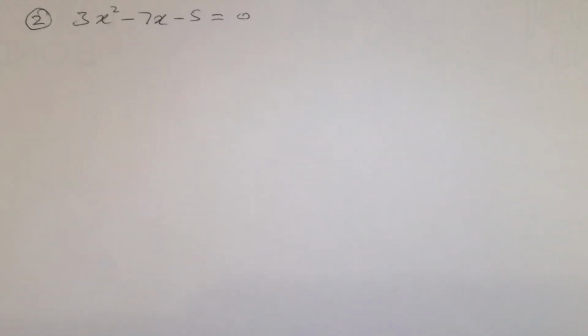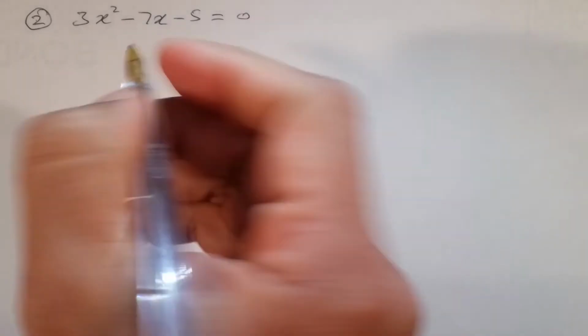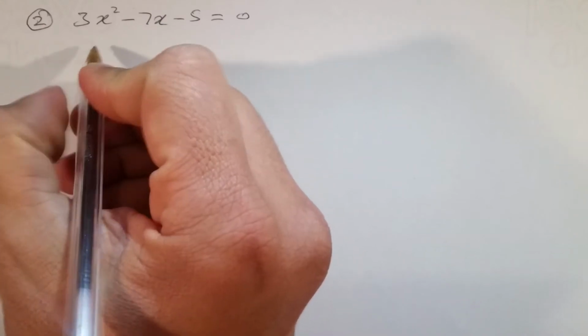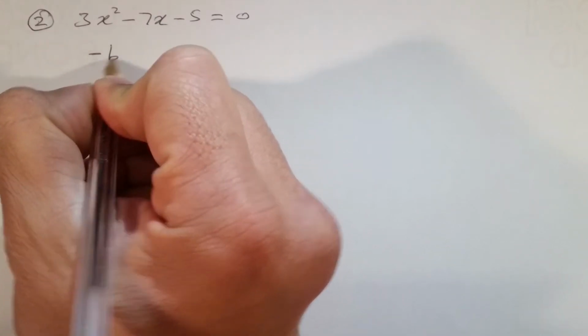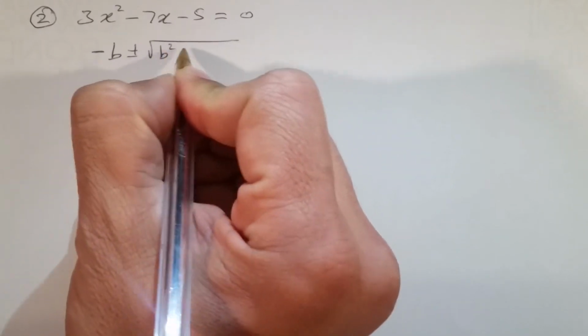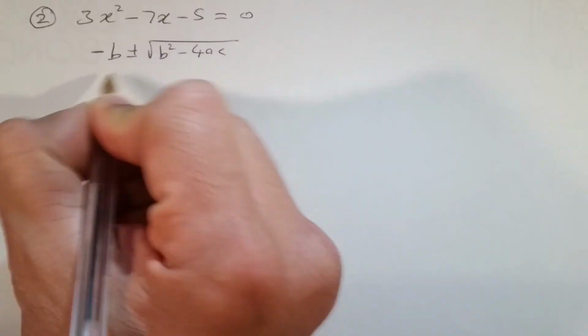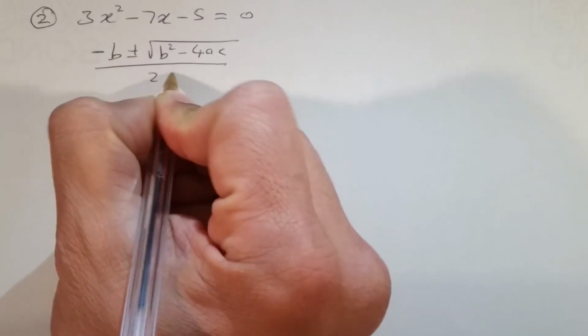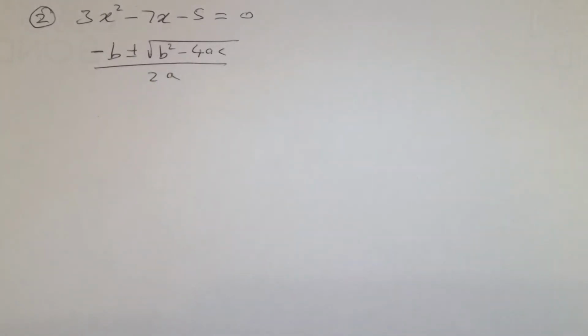Second question is 3x squared minus 7x minus 5 equals 0. Now, again, we can't factorize it manually, so we are using the formula. I'm sure you guys know the formula. Always try to write down the formula, which is minus b plus minus root b squared minus 4ac over 2a, finding the value of x.